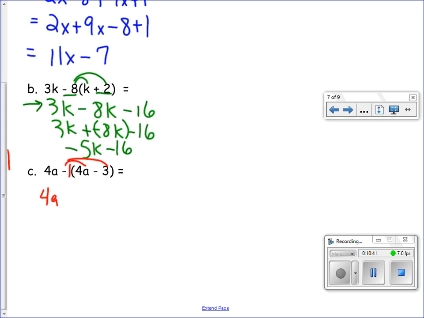So -1 times 4a is -4a. -1 times a -3 is a +3. If we're asked to simplify it, 4a minus 4a is going to be 0, plus 3. 0 plus 3 is 3. Now the question has been asked before, how do you know when to put a 1 in front of the parentheses? Well, if you're asked to simplify a problem, and we're going to continue to do more examples of this so that you'll know when to put a 1 in front of the parentheses to distribute it.